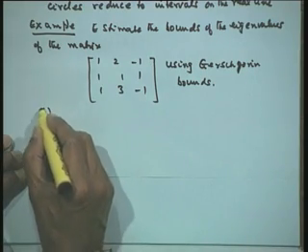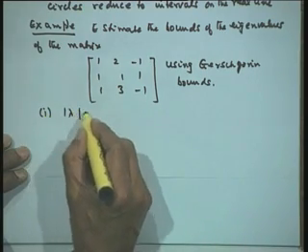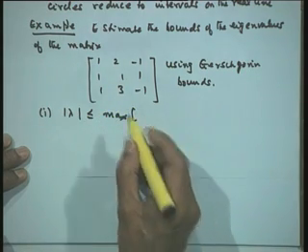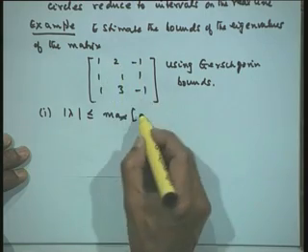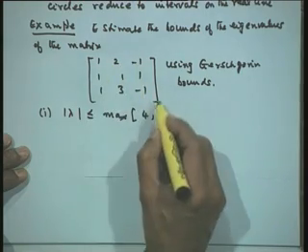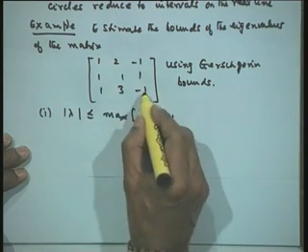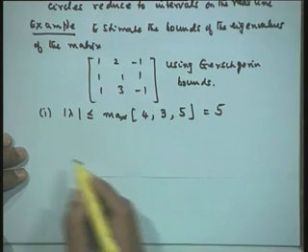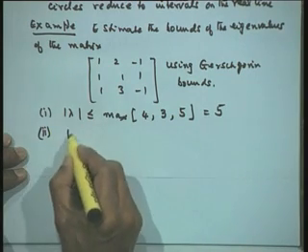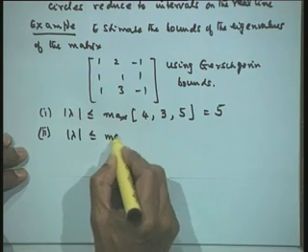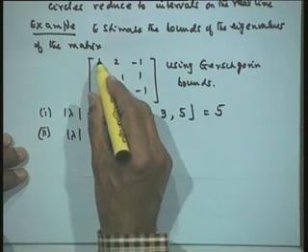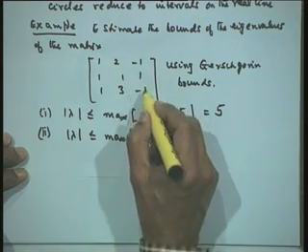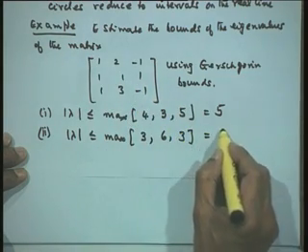Let us write down all the 4 bounds. Magnitude of lambda is less than or equal to the maximum absolute row sum. The absolute row sums are 2 plus 3 plus 1, that is 4, 1 plus 1 plus 1, that is 3, and 1 plus 3 plus 1, that is 5. So, that is equal to 5. The second bound is magnitude of lambda is less than or equal to the maximum absolute column sum. This is 3, this is 6, this is 3, so that is equal to 6.